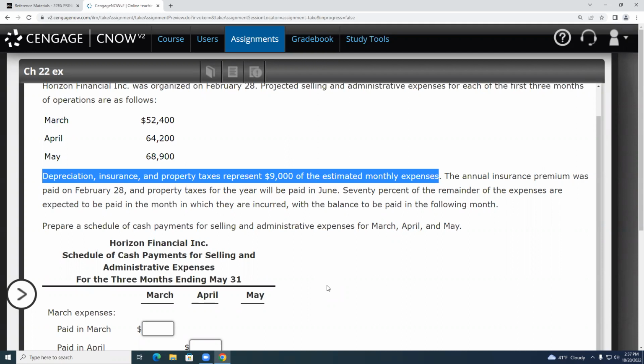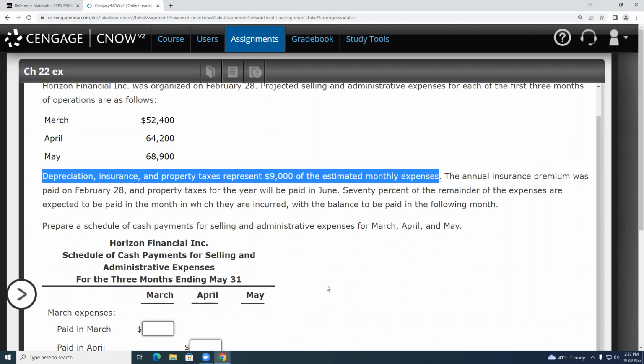So we can see why they didn't include the insurance, because it was already paid before this 3-month period started. It was paid on February 28th. On our income statement, we're still going to show that monthly expense, but we don't have to budget for the cash. It was all paid in February.